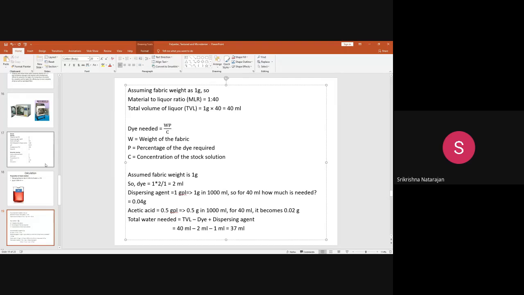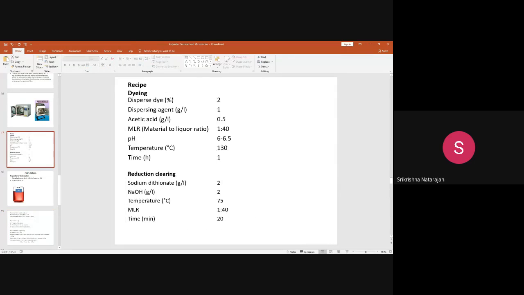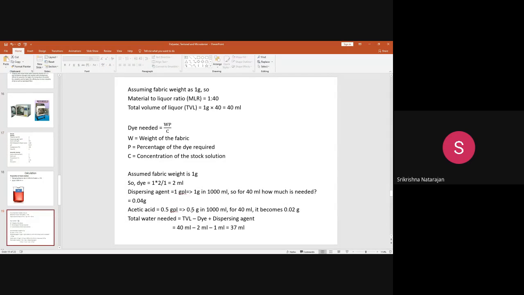Similarly for acetic acid, इधर it is mentioned 0.5 GPL. So इसमें कैसे करना है? Same step, 0.5 gram in 1000 ml. It is the concentration we need. So for 40 ml, how much you need? 0.02 gram. Okay. So now how will you add all the chemicals?